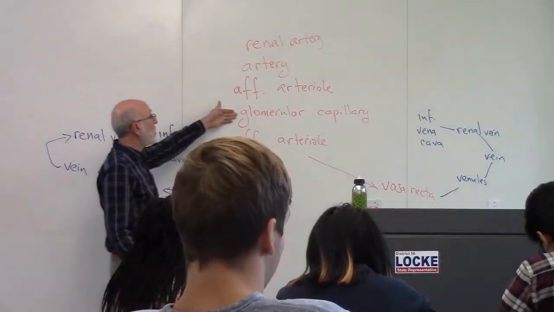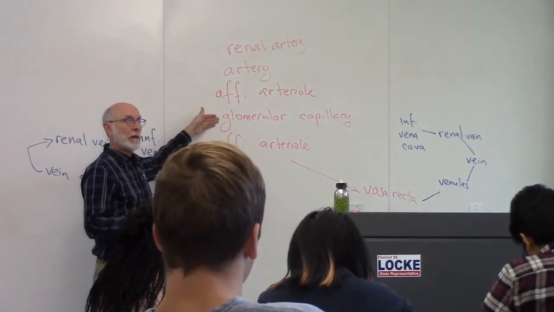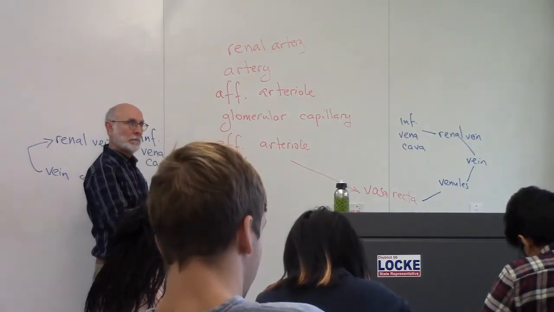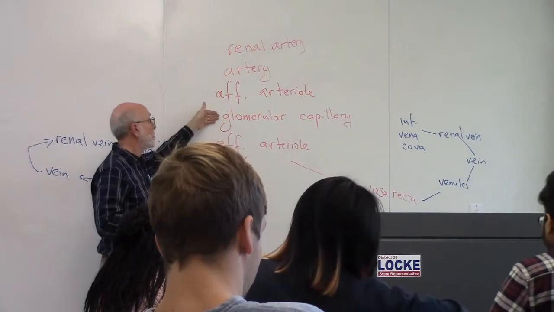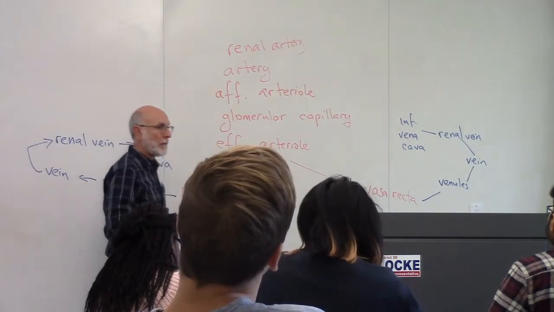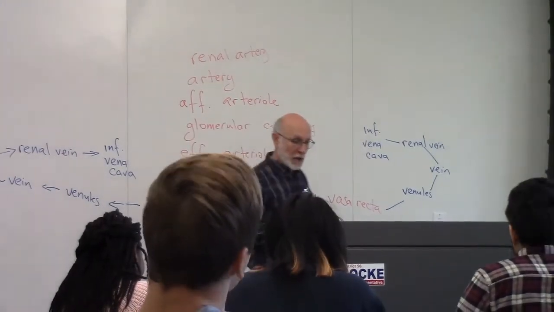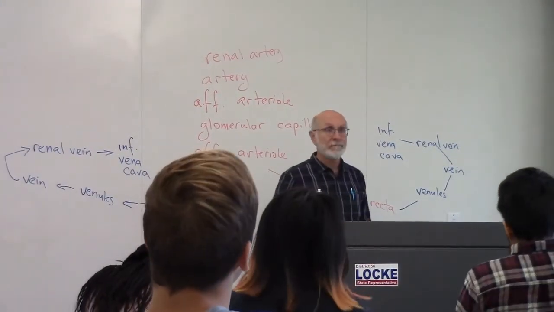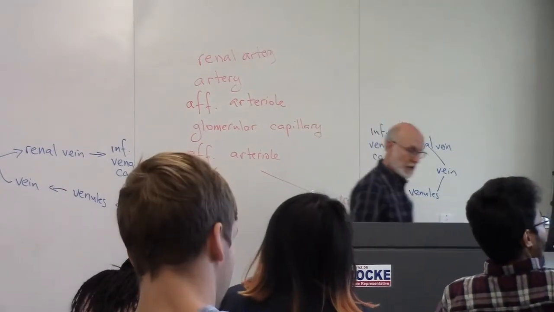The glomerular capillary is where the urinary flow and the blood flow connect, because this is where the filtration happens. Okay, let's take a break and we'll talk some more about filtration, the molecular mechanisms of filtration.